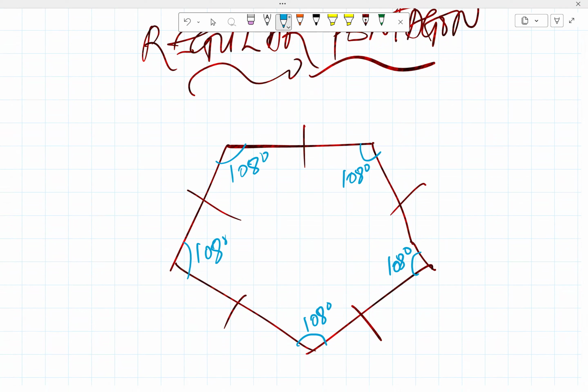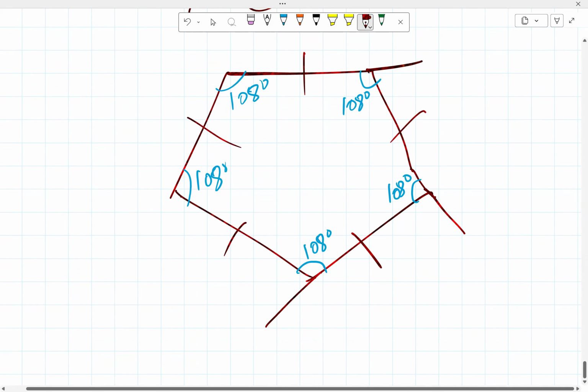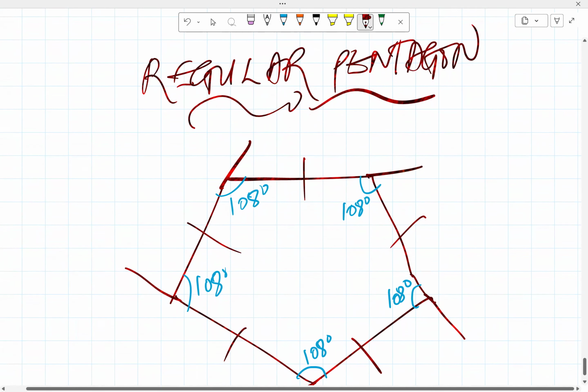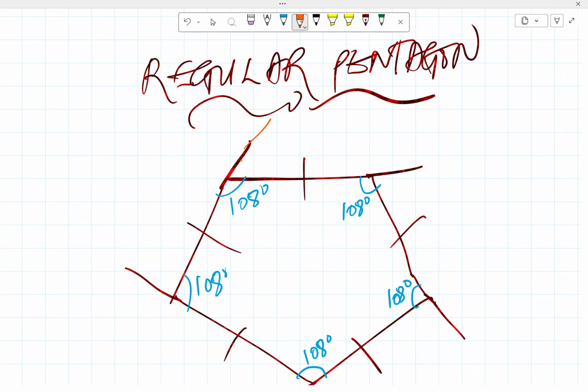So anyhow you want to extend it, you can do that. You can extend this way, this way, this way, whatever. As long as it is a straight line, you can extend it so that by the time you come back here, this is now 180 degrees minus 108 degrees. That is 72 degrees. So one exterior angle is 72 degrees.